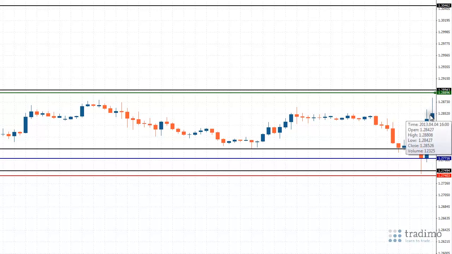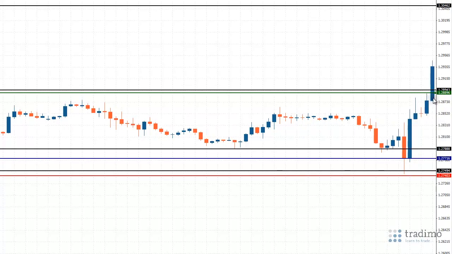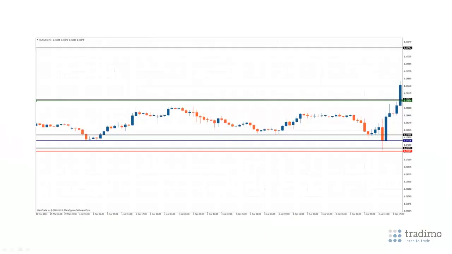So, as we continue, we can see that price remained static before we began to move higher, and eventually our profit target was touched. In this lesson, we have learned how you can use support and resistance to trade while price is in a range.